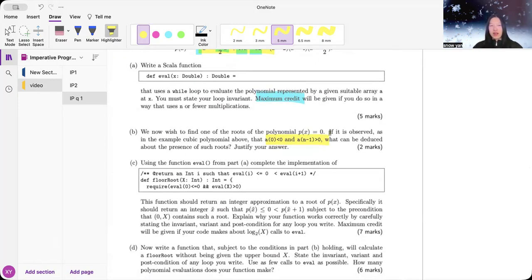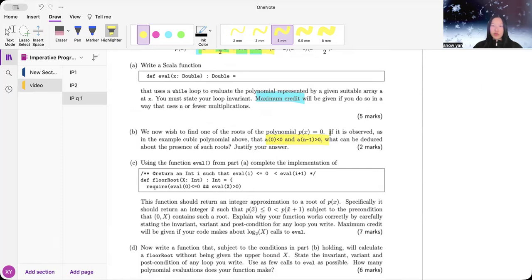In part C, we're asked, using the function eval from part A, to complete the implementation of def floor_root. The required condition is that evaluate(0) has to be smaller than or equal to 0 and evaluate(x) has to be greater than 0. Basically that is just our preconditions. This function should return an integer approximation to a root of p(x). Specifically, it should return an integer x such that p(x) is smaller than or equal to 0 and p(x+1) is greater than 0, subject to the precondition that this contains the root.